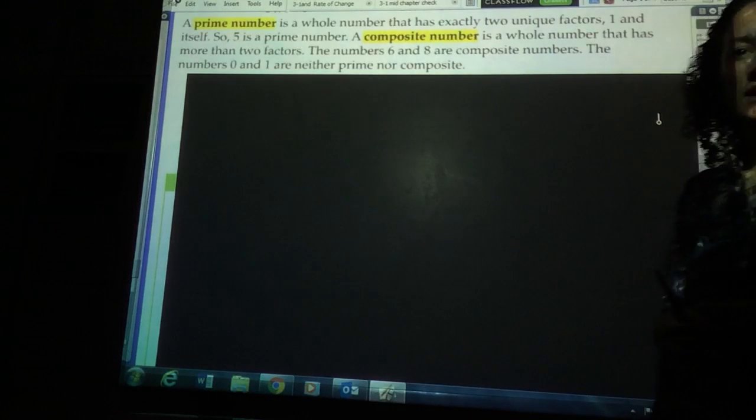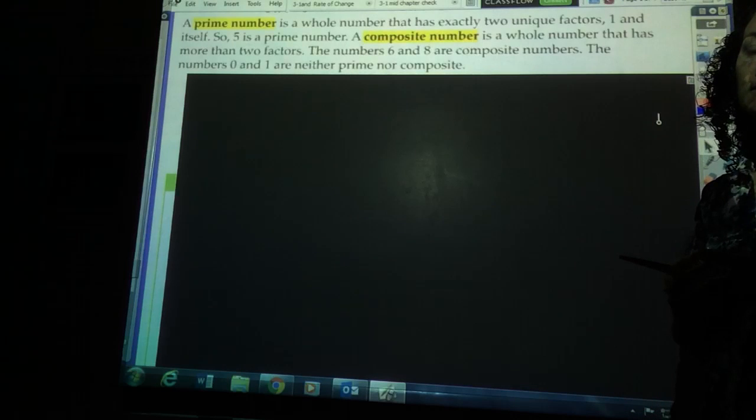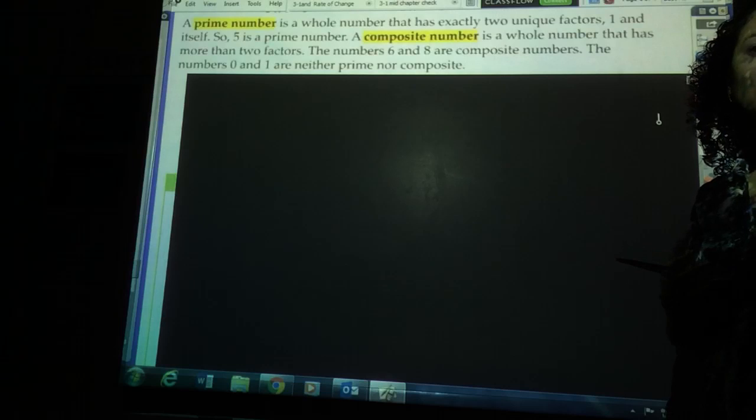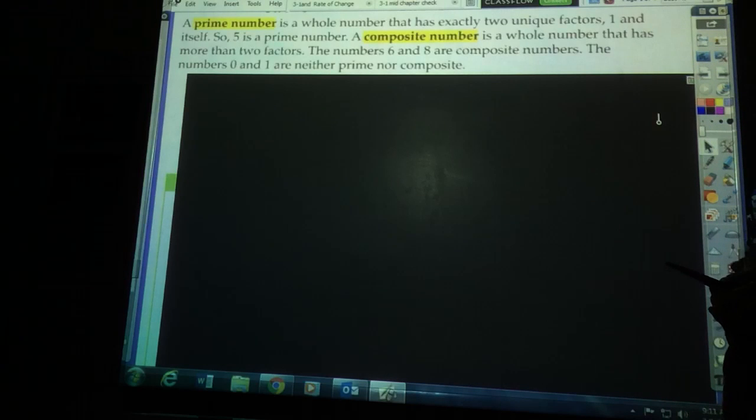Today I'm going to show you a very brief demonstration about prime and composite numbers. I'm going to give you the definition and give you a few examples of what a prime number is and what a composite number is. Read the definition you see on the board here.